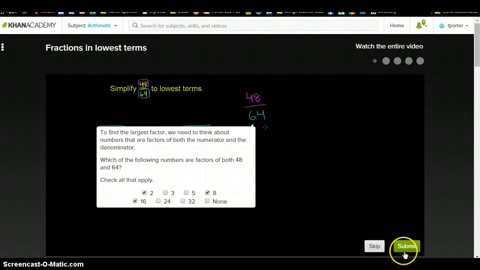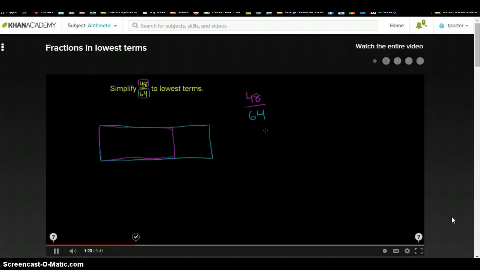Okay, so let's submit. So far we've determined that 2, 8, and 16 are factors of both 48 and 64. Let me hit submit, see if we're right. Yes, got a smiley. All right. Or you could think of it as, what is their greatest common divisor?